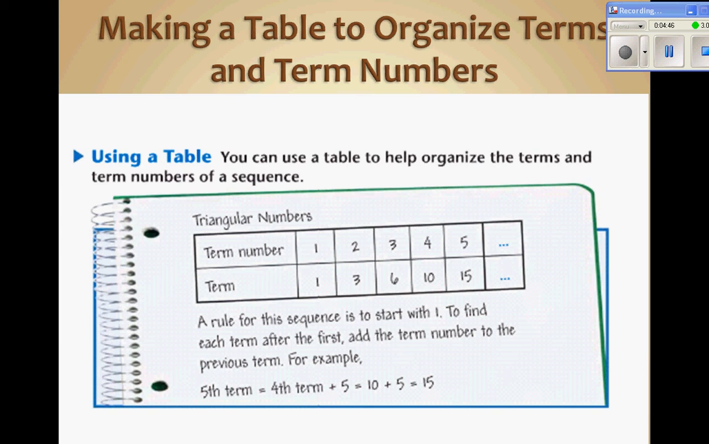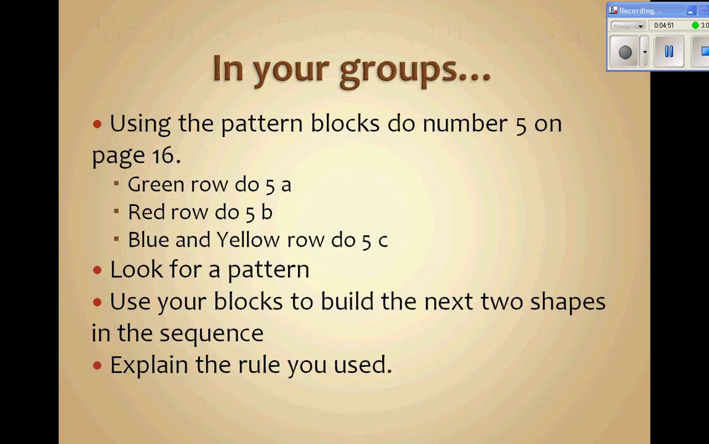In your groups, using the pattern blocks, I would like you to do number 5 on page 16 in your math book. We're going to split this question up by rows. Green row, you will do 5A. Red row, you will do 5B. Blue and yellow row, you will do 5C. You will use your blocks to build the next two shapes in the sequence. You will explain the rule that you use to build the next two shapes in the sequence.